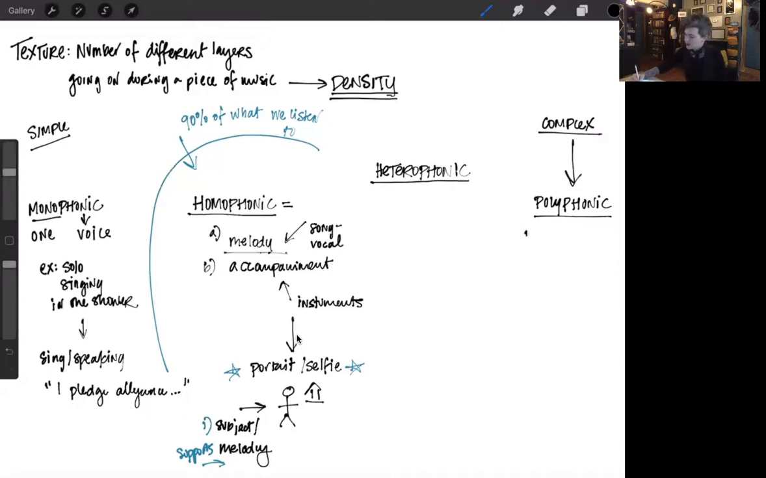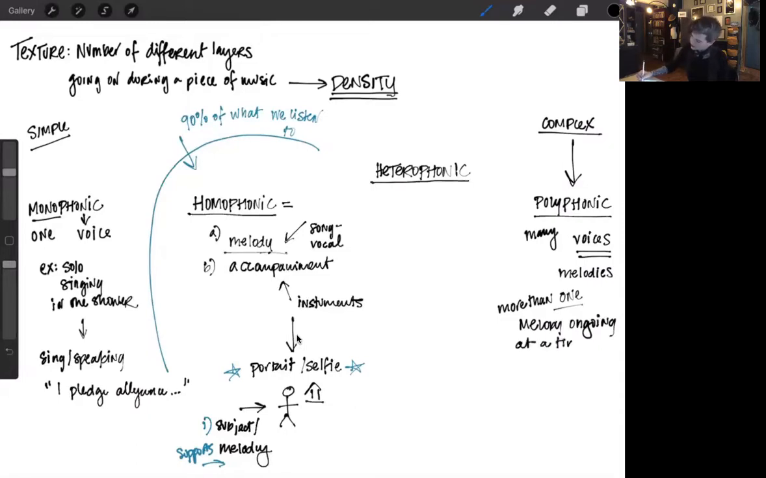Polyphonic means many voices. More specifically than many voices, it really means many melodies. This is where you have more than one melody ongoing at a time.